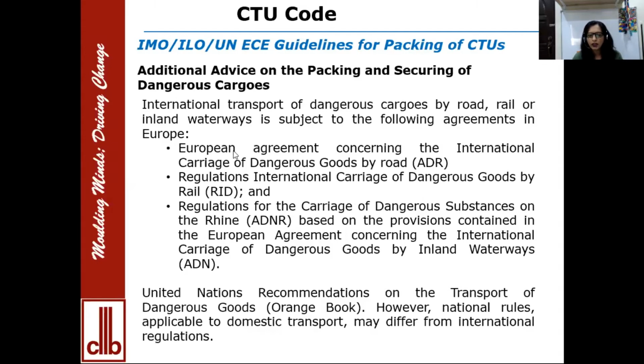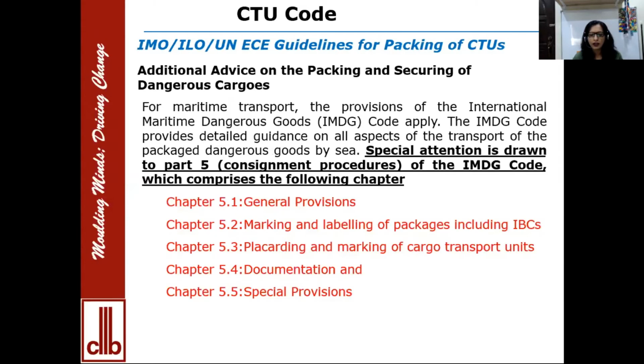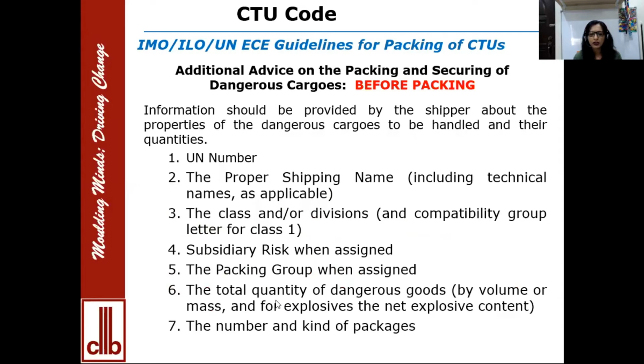So depending on the mode of transport, you pick the proper code and guidelines. So if it is road, it's the ADR. If it's rail, it's the RID. And of course, we know for air, we've got the IATA DGR, and for sea, we have the IMDG code. So because we're in IMDG for maritime transport, the IMDG code applies. So here they're covering parts of the consignment procedures where they relate to the IMDG code, indicates that you have to follow the general provisions, the marking, labeling, the placarding, the documentations, and the special provisions for marking.